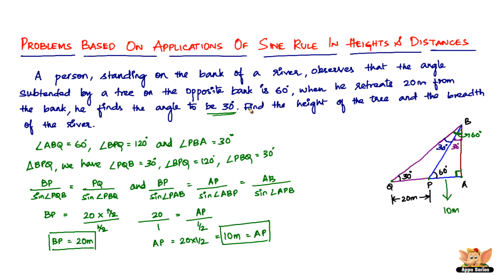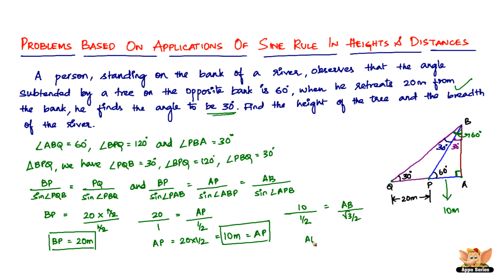So we found one now. All we have to do is find the height of the tree, which is AB. Now that we know the value of AP, which is 10, we can use these two and find the value of AB. So substituting the value of AP here, it is 10 divided by sine of ABP. ABP is 30 degrees, so sine of 30 degrees is half. And AB is in question now. And sine of APB is 60 degrees. Sine of 60 degrees is root 3 by 2.